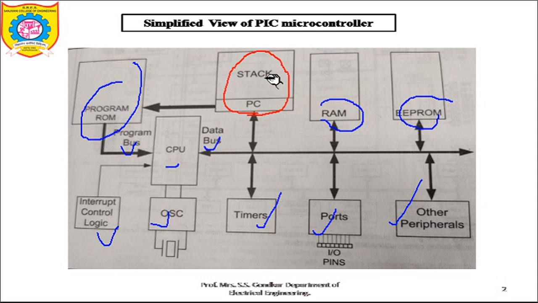Before that, what is the purpose of stack? So stack is basically used for temporary storage of program memory locations during two situations. The first situation is when there is a subroutine call, and the second situation is when the interrupt has occurred. At that time we will be needing a stack to store the address of program memory.